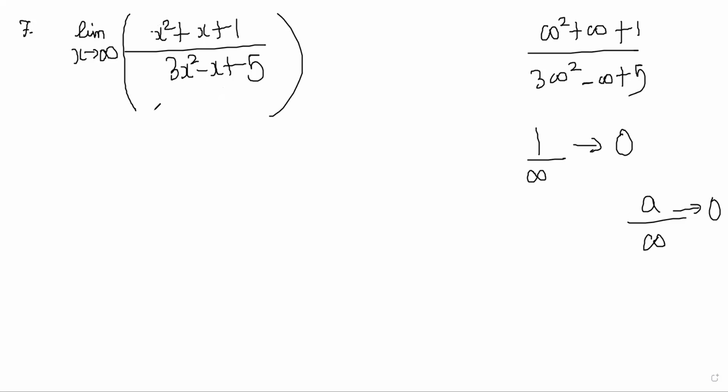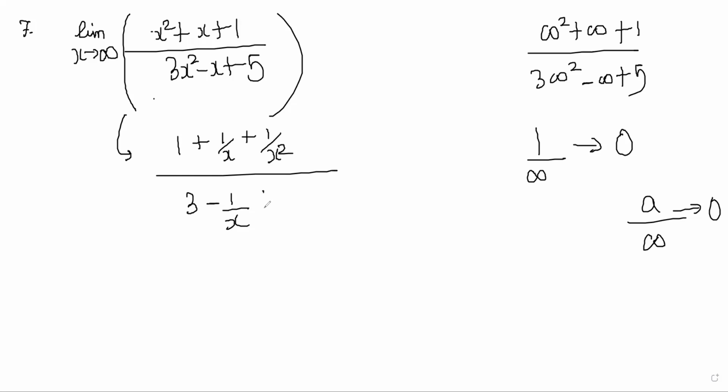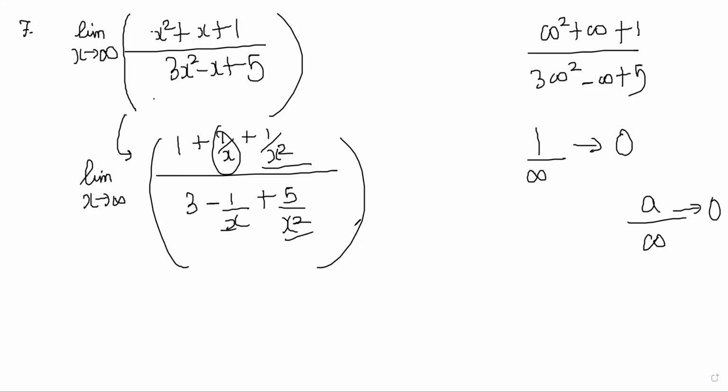So if I divide numerator and denominator by x square, what I'll get is 1 plus 1 by x plus 1 by x square by 3 minus 1 by x plus 5 by x square, right? The answer is 1/3 then. So the answer is 1 by 3, because now you can put infinity and it makes sense that this is going 0, 0, 0, right?